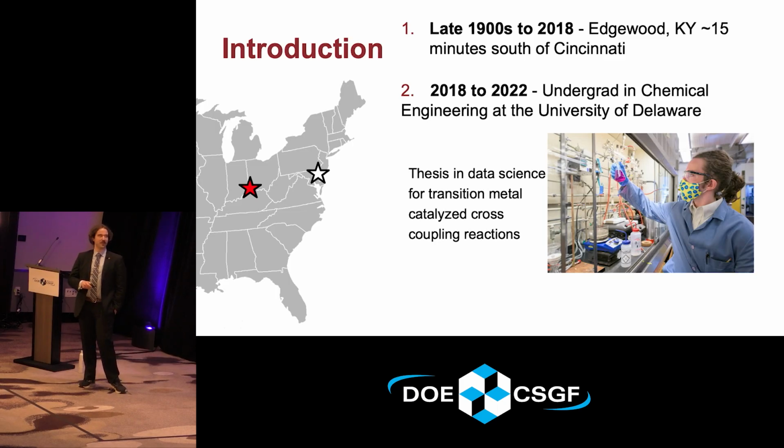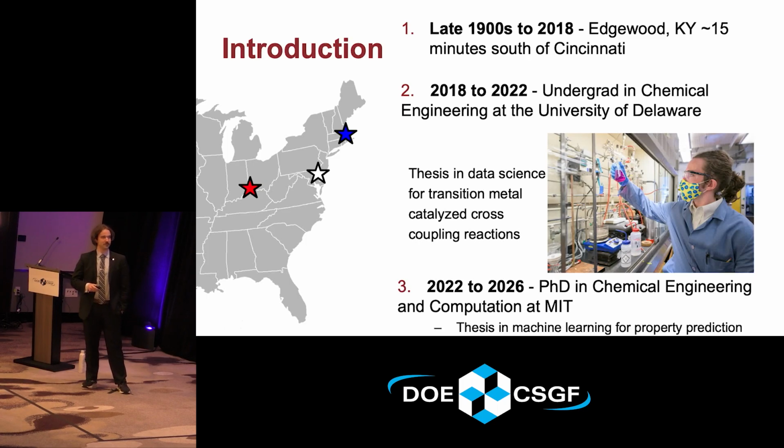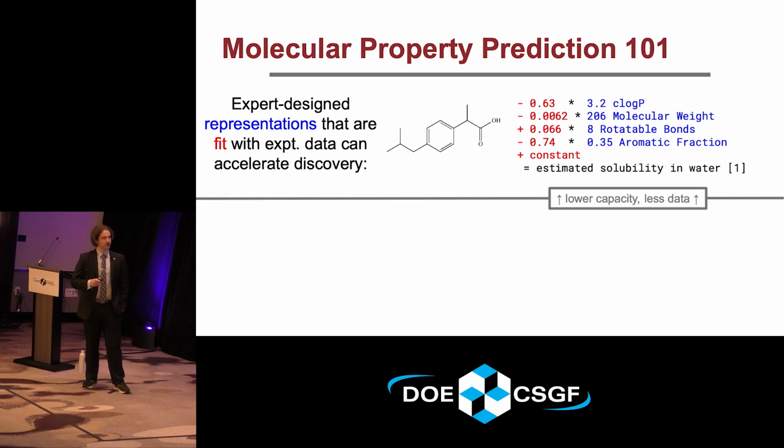But the work that I did there in data science for transition metal catalyzed cross-coupling, actually you'll see sort of echoes of that in the work that I continue to do today, which is my PhD in chemical engineering and computation, specifically on machine learning for property prediction. So machine learning for property prediction in particular, I want to define that. I'm sure we're all familiar with the idea just by different names.